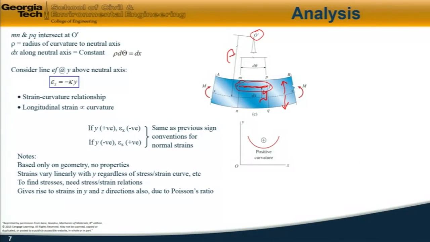And finally, we also note that this gives rise to strains in the y and z directions. In other words, in the directions in and out of the diagram here, as a result of Poisson's ratio. However, it doesn't give rise to stresses in those directions, as the beam is free to deform laterally in that direction. So therefore, in uniaxial stress, we have pure bending.